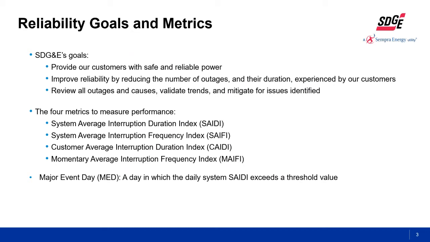Beyond that, we have the Customer Average Interruption Duration Index, so-called CAIDI, C-A-I-D-I, and this is a measure of the average time required to restore service to a customer once they have been subject to an outage.